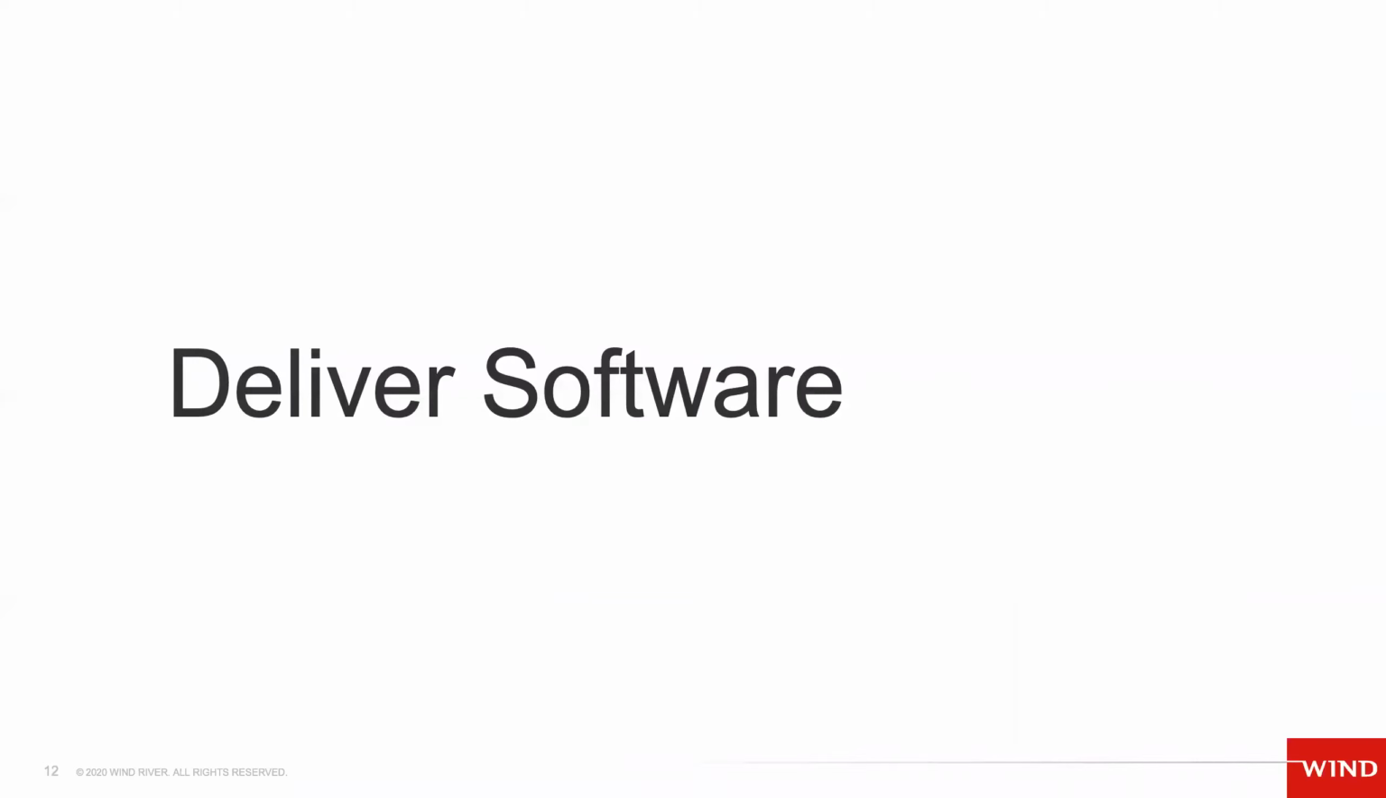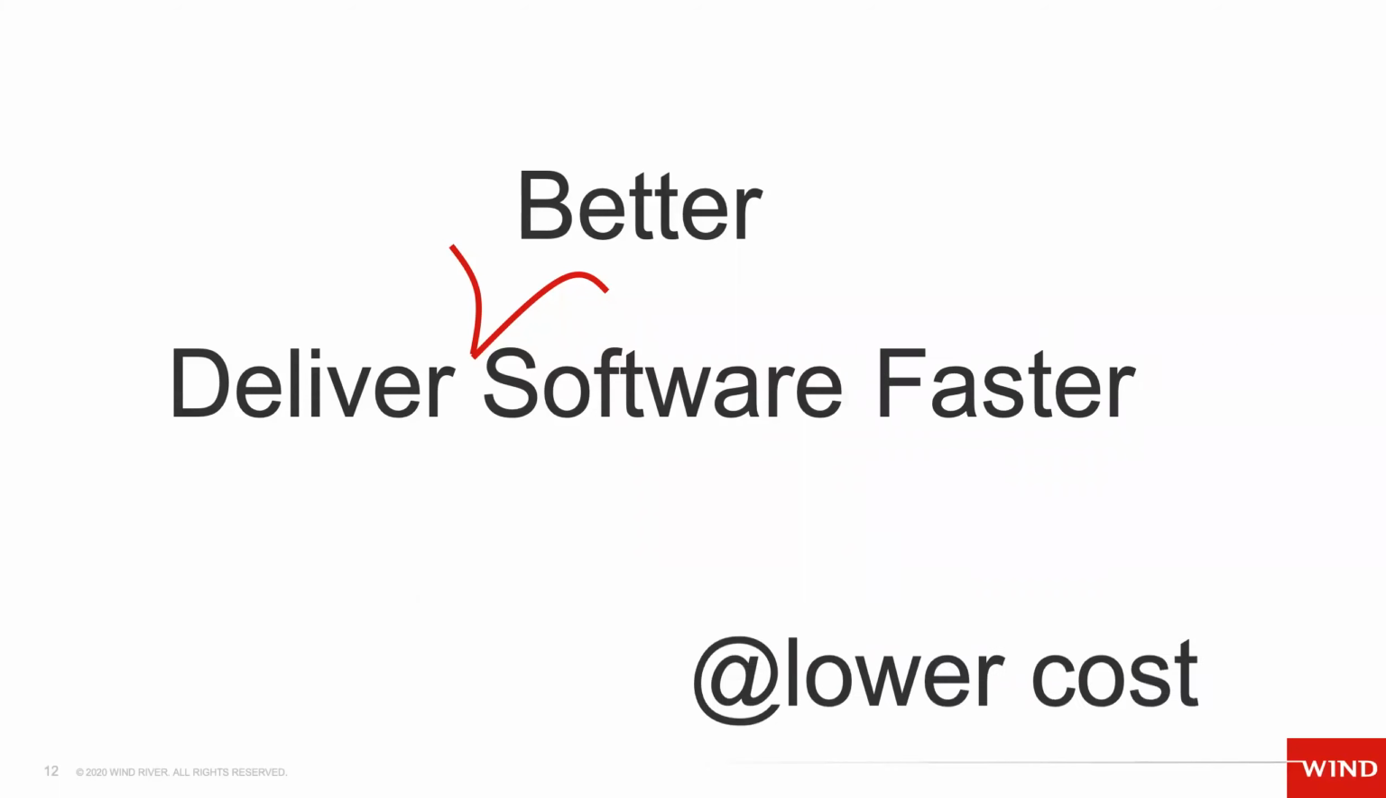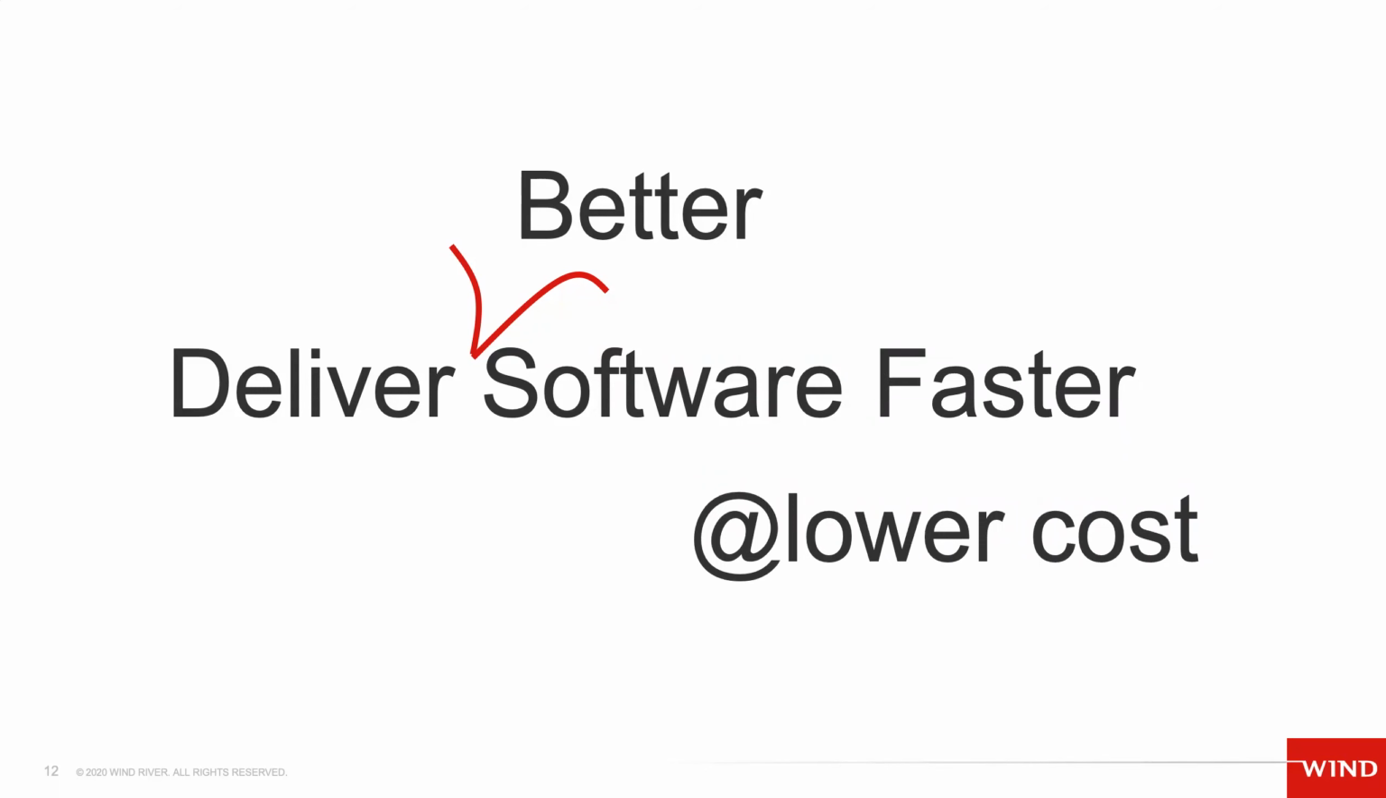So we like to say that our customers use Simics to deliver better software, faster, and at lower cost. And these are all aspects that are important when we're thinking about security. You should be delivering software with as few day zero defects and vulnerabilities as possible. And being able to deliver it faster and at lower cost is just going to help you be more secure.